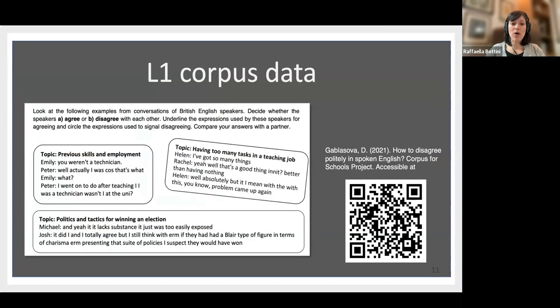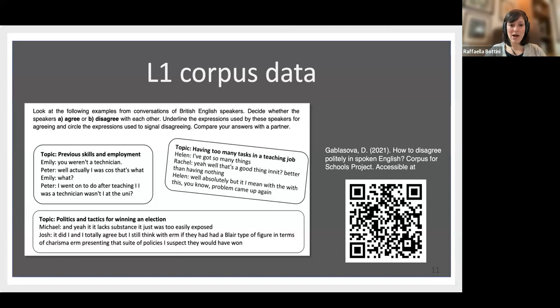This is an example of a task taken from a handout which focuses on skills and strategies to express agreement and disagreement. And the extracts that you can see are taken from the Spoken BNC 2014, a corpus that represents everyday spoken interactions among speakers of English as a first language. And this is taken from the Corpus for Schools project, which is accessible if you scan that QR code.